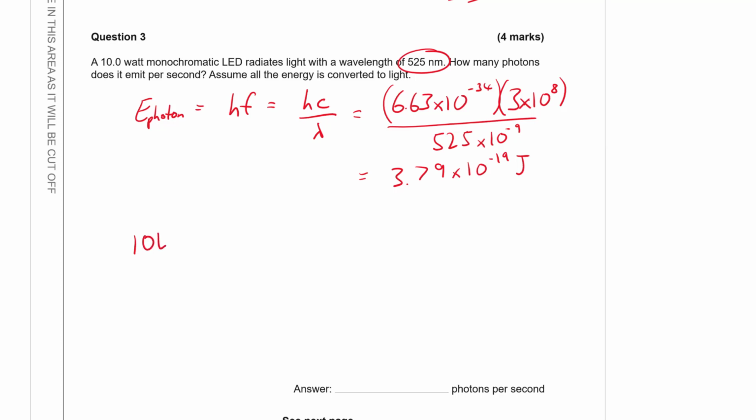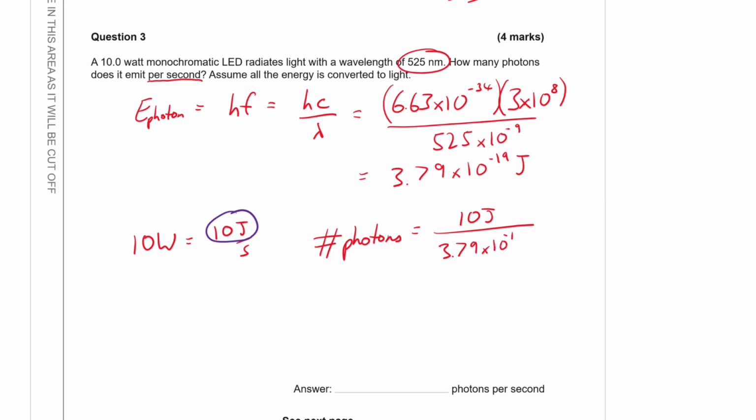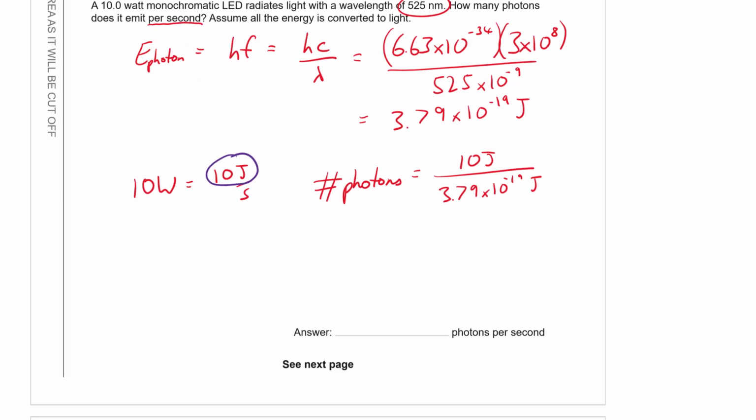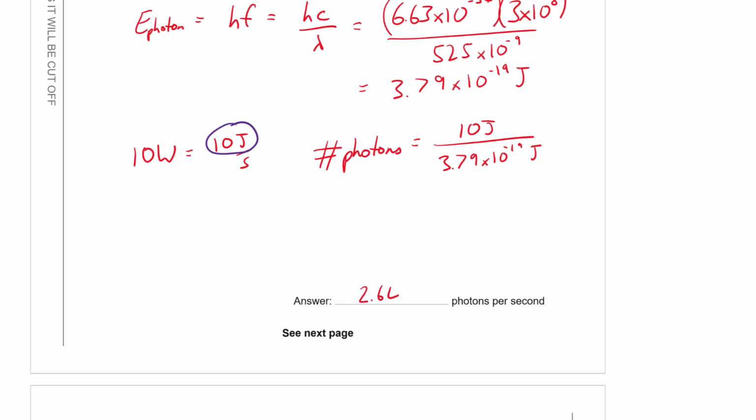Now 10 watts is the same as saying 10 joules every second, and it's asking us how many photons does it emit per second. In other words, how many photons does it emit for 10 joules? And that's where some students get a little bit confused. So if we know that we want 10 joules, and we know that each photon has 3.79 times 10 to the negative 19 joules, then we can have the number of photons as just being the 10 joules over the 3.79 times 10 to the negative 19 joules. And what you should get is 2.64 times 10 to the 19 photons every second.